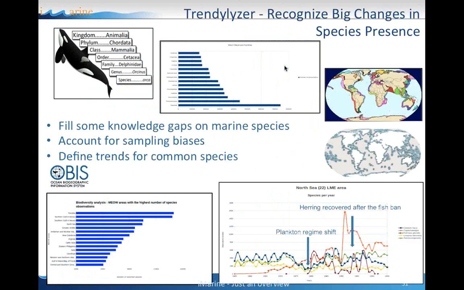In collaboration with UNESCO, instead, we developed this Trendilizer application. Trendilizer is a standalone application running on the infrastructure that is able to produce trends for species presence in the oceans and also for changes in the biodiversity configuration of certain areas. Indeed, we also have included some data analysis and data mining procedures in order to account for the usual sampling biases that are very common in a large repository for species presence points.